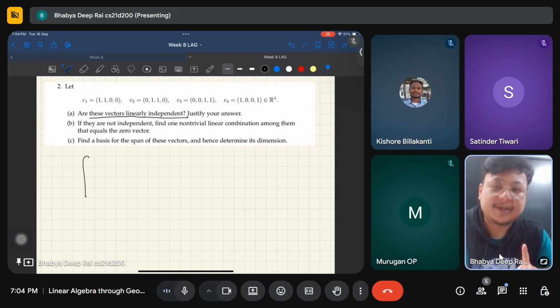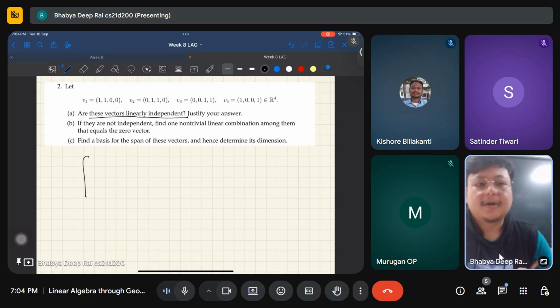So how do you check whether they are linearly independent? You'll use Gaussian elimination, or you'll use Gauss-Jordan elimination. For the sake of this question, let's use Gauss-Jordan elimination, because it will be helpful later.